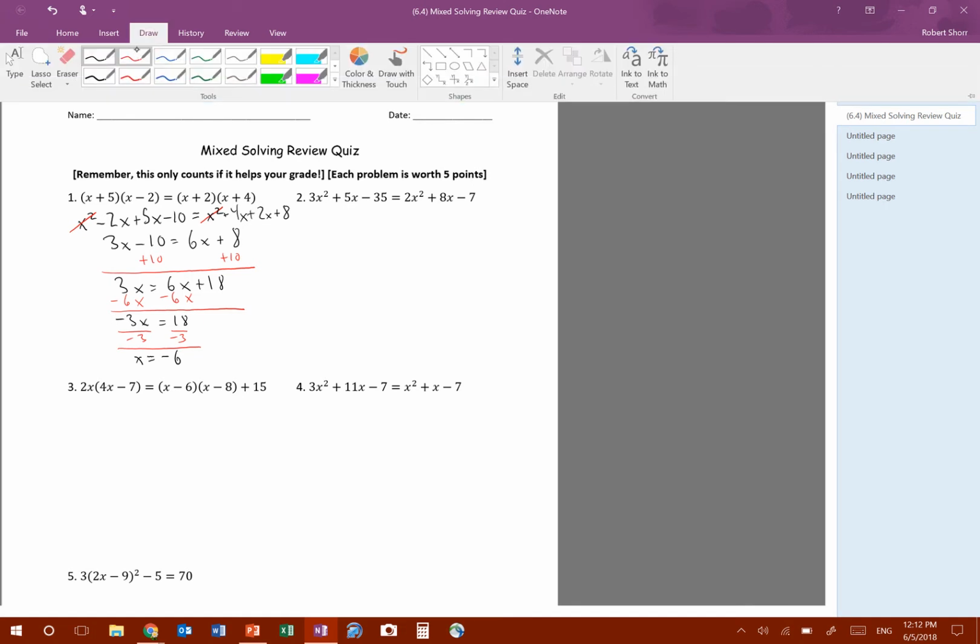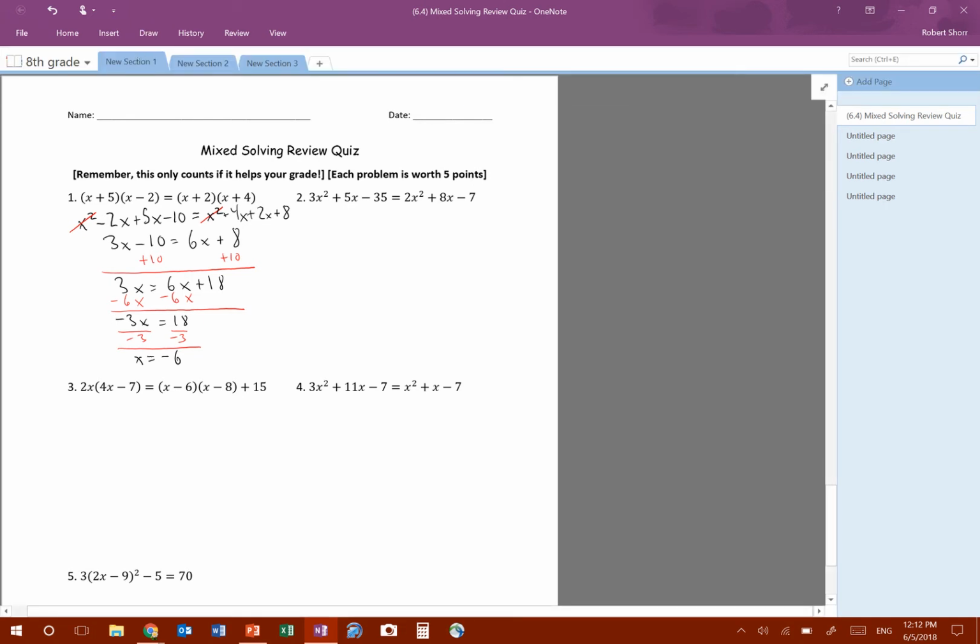All right, in this second problem, I see that I don't have anything that's the same, but I do have an x squared. And I'm not going to be able to get rid of the x squared like I was in number 1, because I have a 3x squared and a 2x squared on the other side. So I'm going to move everything in one step over to the left, which would involve subtracting 2x squared, subtracting 8x, and adding 7.